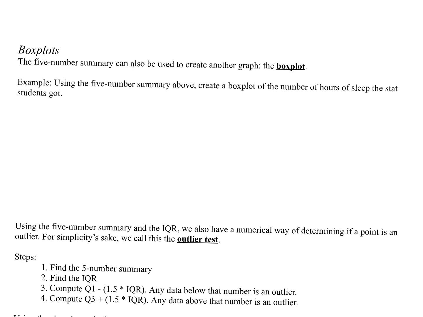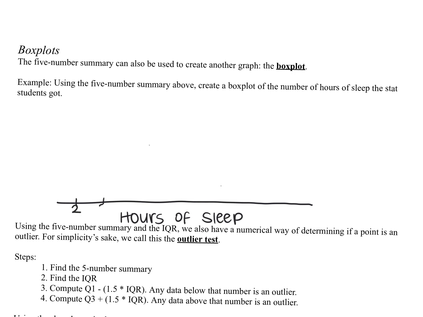When you are creating your box plot, it's very similar to how a dot plot starts. You have an x-axis, and you label that x-axis, which in this case is hours of sleep. You then are going to have a scale. My minimum is 2, and I don't want to go up by 0.5s because most of my numbers are whole numbers. So I'm going to go up by 1s. So 2, 3, 4, 5, 6, 7, 8, 9. And then if I have to do a 0.5, it would just fall in the middle between a number.